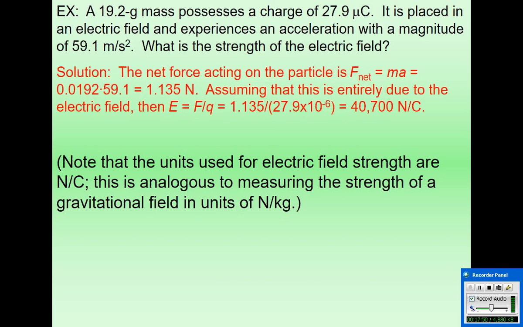The units for the electric field are newtons per coulomb, which is just like the units for the gravitational field being newtons per kilogram. It's newtons per relevant property. In gravity, the relevant property is the kilogram. In electricity, the relevant property is the coulomb.